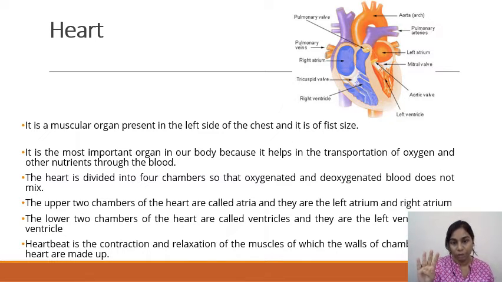The heart is mainly divided into four chambers. It has four different chambers so that the oxygenated and deoxygenated blood do not get mixed up. The upper two chambers of the heart are called atria, that is the left atrium and right atrium, and the lower two chambers are called ventricles, that is the left ventricle and right ventricle. The heartbeat is the contraction and relaxation of the muscles of which the walls of the chambers of the heart are made. The number of heartbeats per minute is called the pulse rate, and a resting person usually has a pulse rate between 72 to 80 beats per minute.